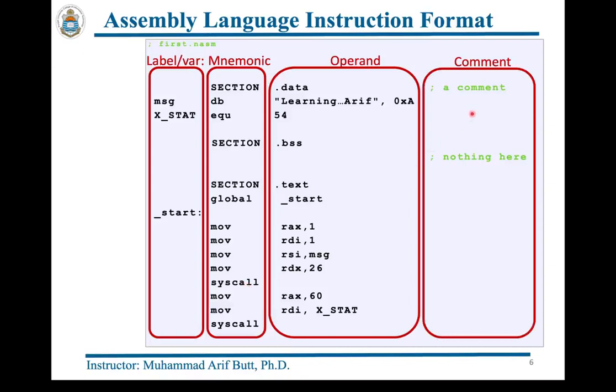And finally, we have comments. A comment begins with a semicolon and ends with a new line character. They can be placed anywhere, including after an instruction or maybe in the beginning of the program. Well, these comments are ignored by the assembler.